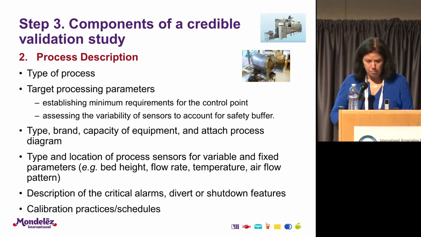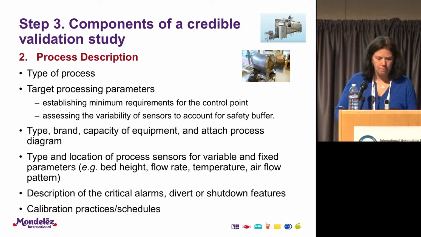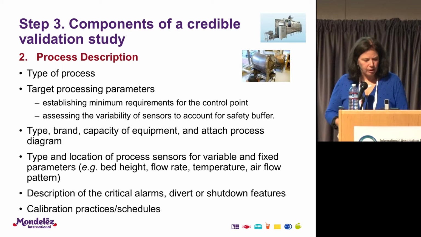You have to describe the type, the brand, the capacity of the equipment, and it would be in your own interest to put a diagram there so that when you have a technical expert come and run your validation, you can look at the diagram and make sure that they have accounted for everything in your facility. You want to describe the type and location of the process sensors for variable and fixed parameters, so bed height, the flow rate, the temperature, airflow pattern, and description of critical alarms, either divert or shutdown features. Calibration practices and schedules should also be included so that you understand exactly what your calibration practices are and at what frequency you should do those.